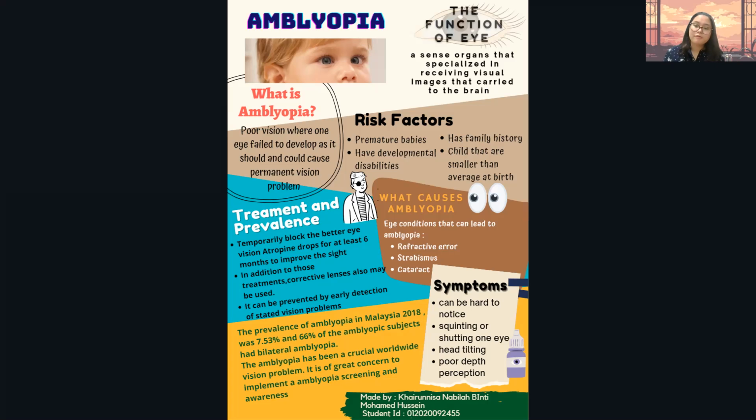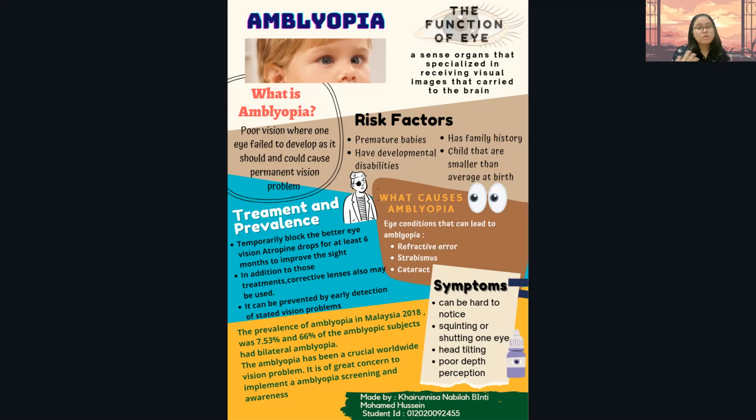So the treatment and prevalence for this disease are: you can use an eye patch to temporarily block the better eye, not the lazy eye, the better eye, so that it gives the lazy eye a reason to function. Or use an eye drop called atropine drops for at least 6 months to improve the sight. It will be used on the better eye so that it would balance the sight for both eyes.